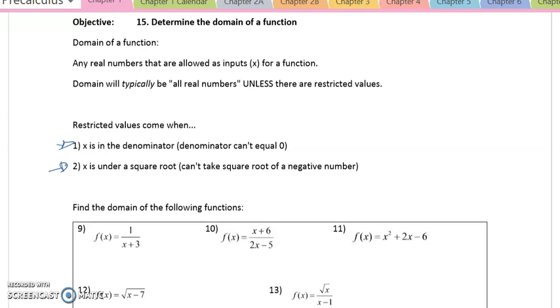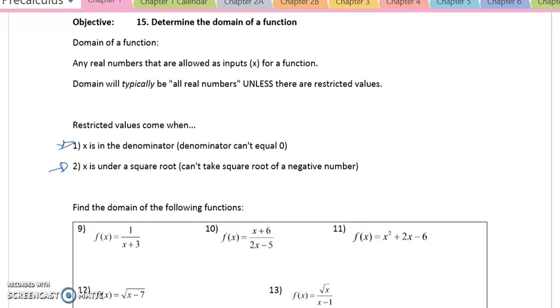The other scenario is if x or your variable is under a square root, and technically it's any even root, but for all intents and purposes, let's call it a square root, which is your second root. That generates some restricted values because you're not allowed to take the square root of a negative number. So any values of your variable that generate negative values under the root have to be removed.